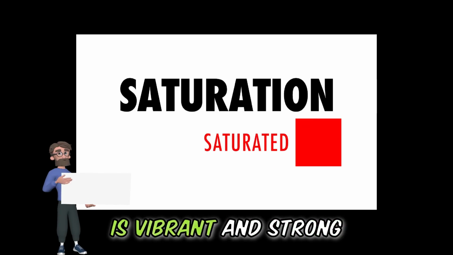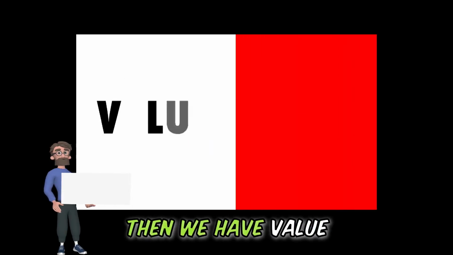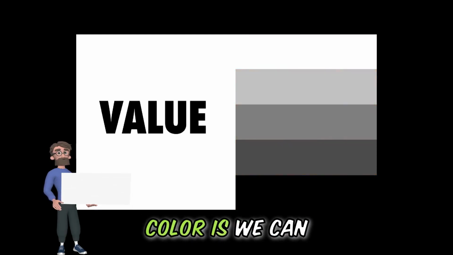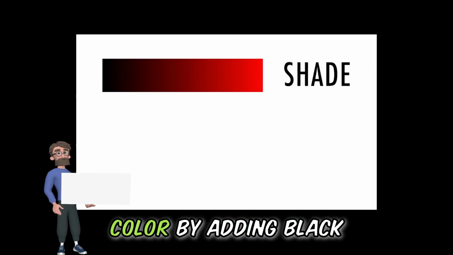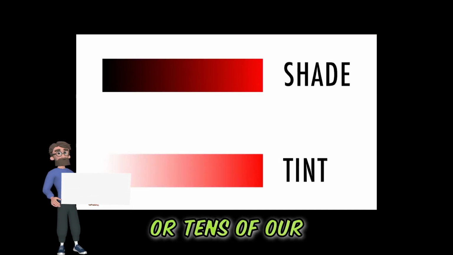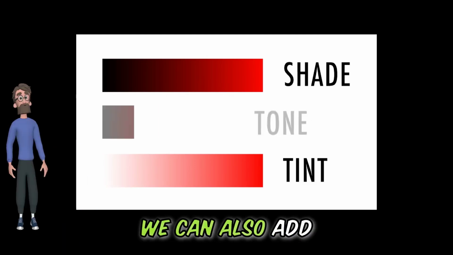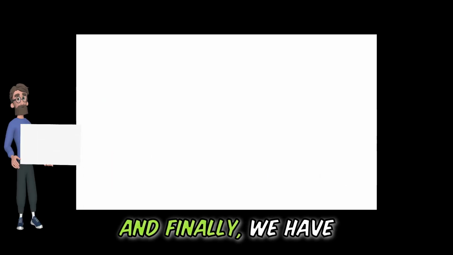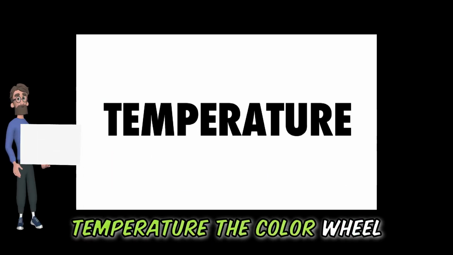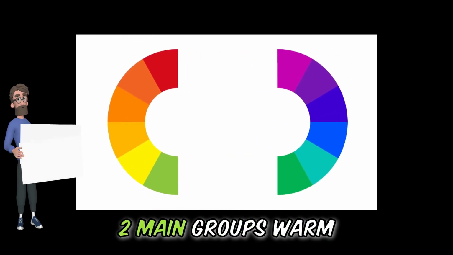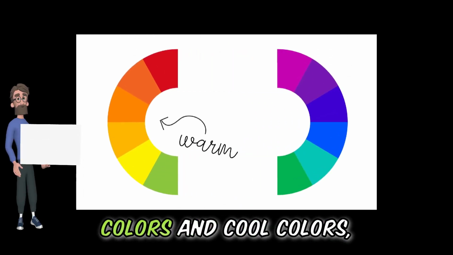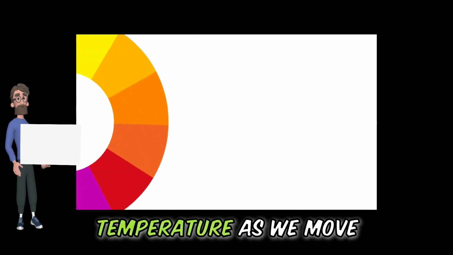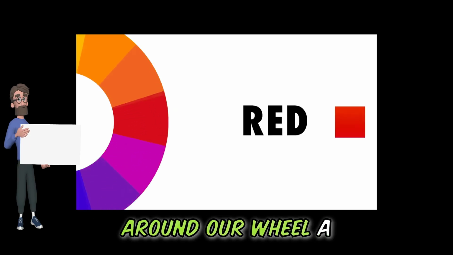Then we have value. This tells us how dark or light a colour is. We can create shades of our colour by adding black, or tints of our colour by adding white. We can also add tone by adding grey. And finally, we have temperature. The colour wheel can be split into two main groups, warm colours and cool colours. But individual colours can also change in temperature as we move around our wheel. A warm red includes more yellow, and a cool red includes more blue.